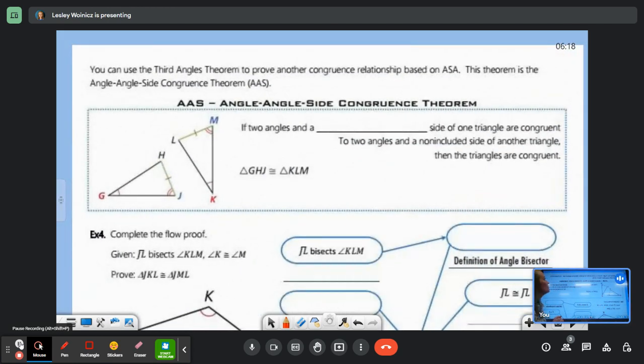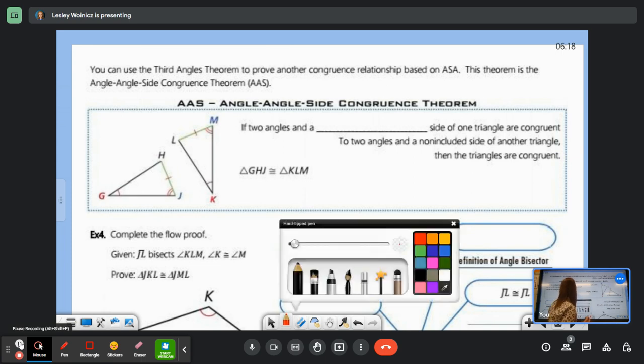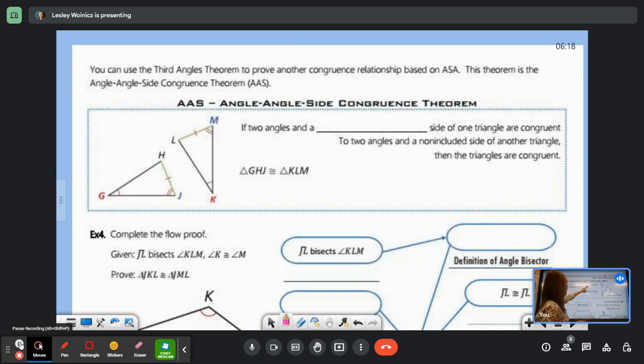We are going to use the third angles theorem to prove, oh, no, we're not going to. You can, okay? I kind of showed you how that would work. We have another congruence relationship based on angle, side, angle. This theorem is the angle, angle, side congruence theorem. Okay, so here it goes. If two angles and a non-included side of one triangle are congruent to two angles and a non-included side of another triangle, then we have congruent triangles.